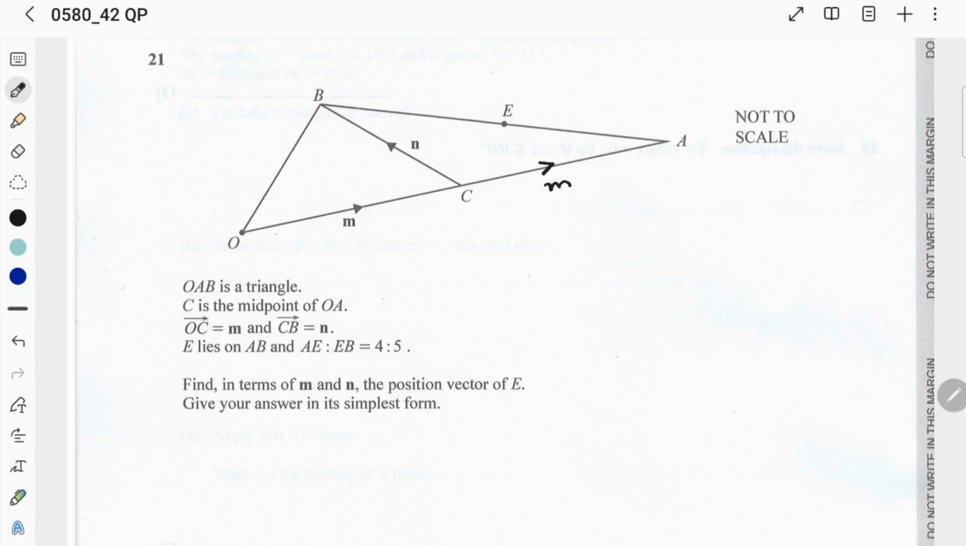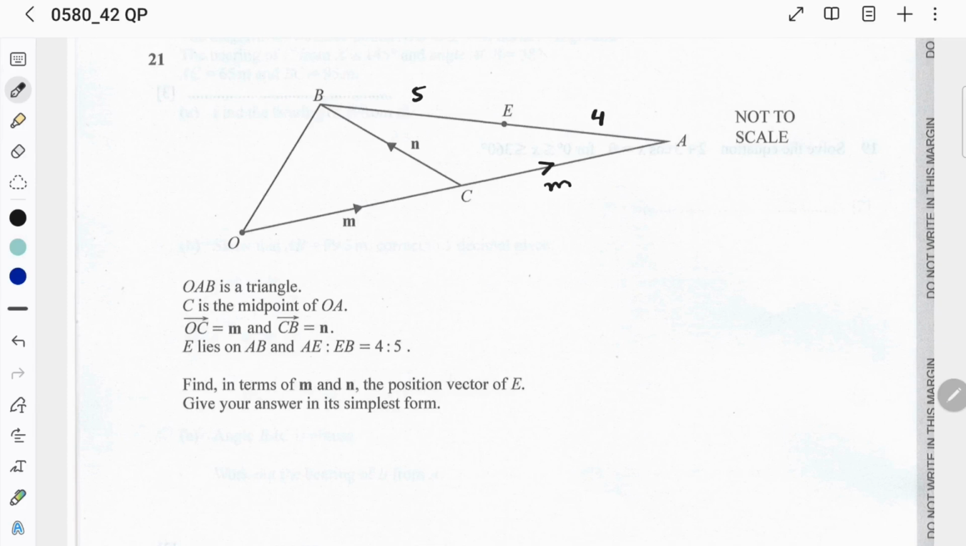E lies on AB, and AE to EB is 4:5. AE is 4, and EB is 5. Okay, the total ratio will become 9. So AE will be 4/9 of the whole side AB, and EB will be equal to 5/9 of the whole AB.